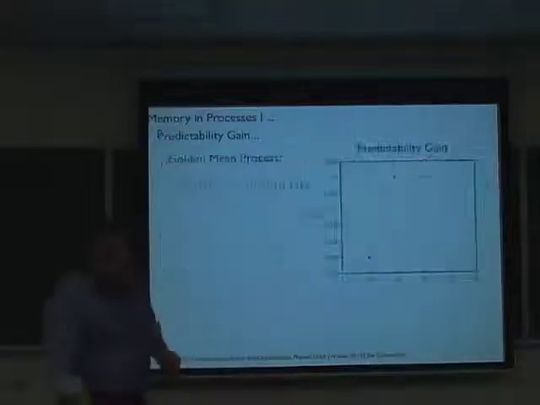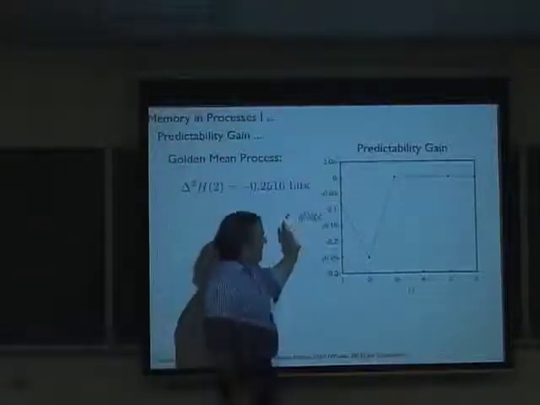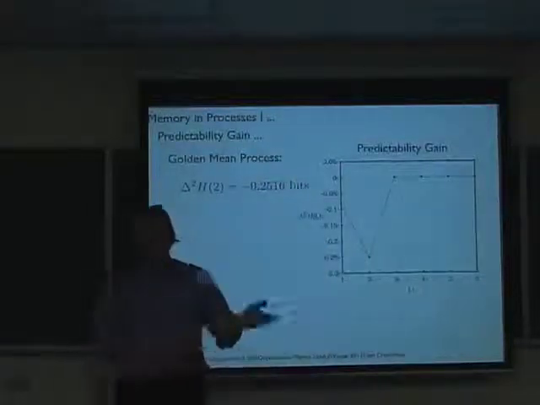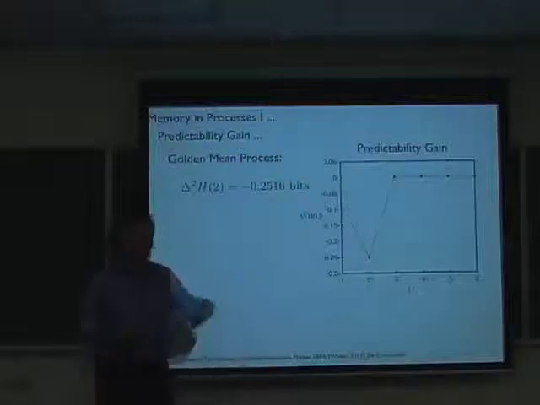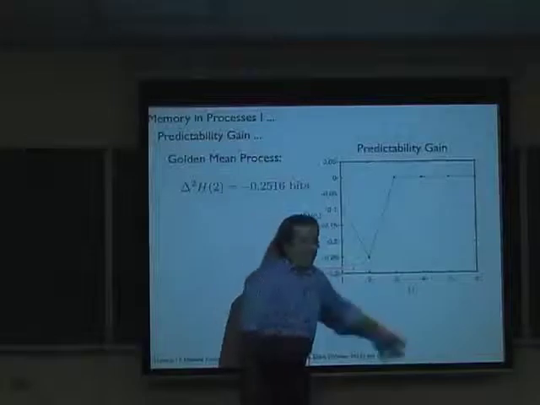So here's an example of the golden mean process. We're calculating out this predictability gain. This was done basically just by writing down a model, generating lots of strings, estimating the word distribution, and then p log p-ing that, and then taking derivatives of the block entropy curve. So here it is, predictability gain as a function of L.